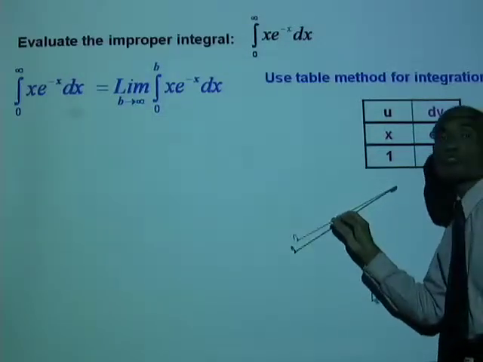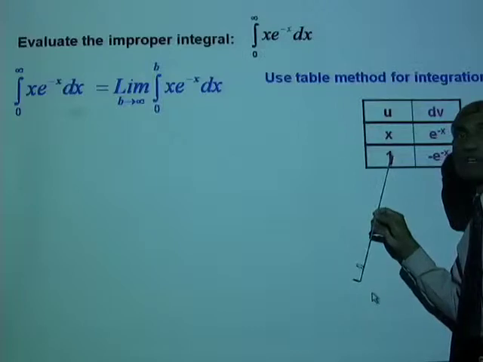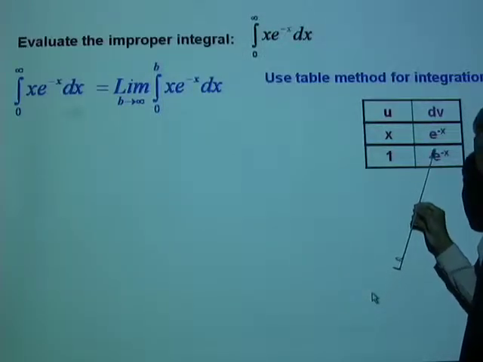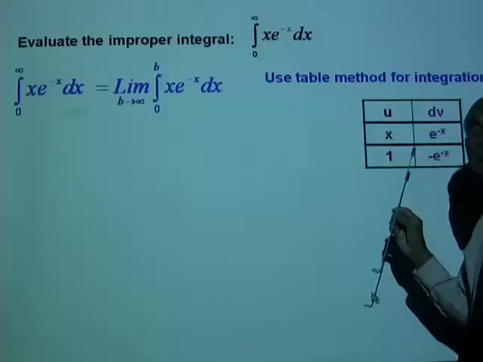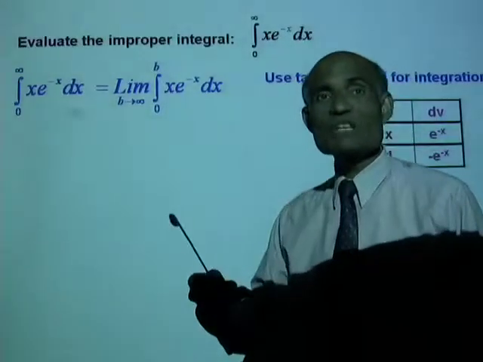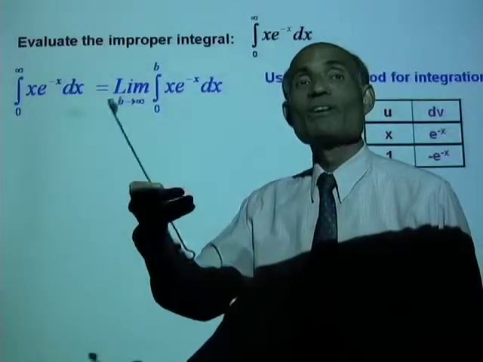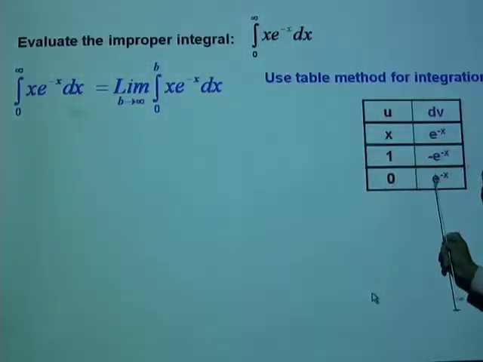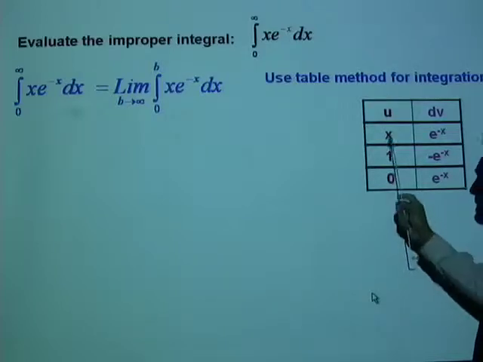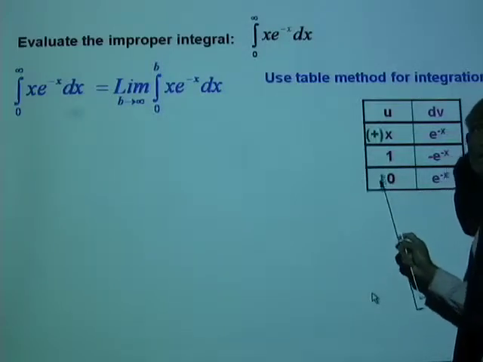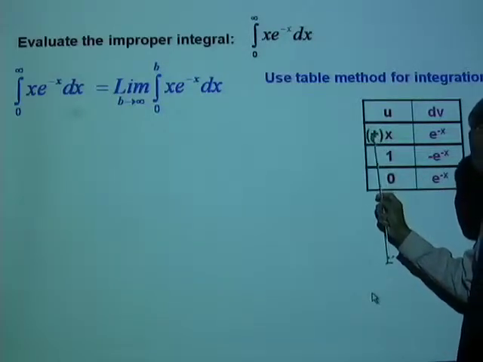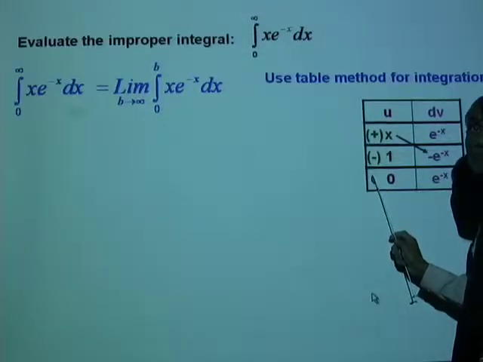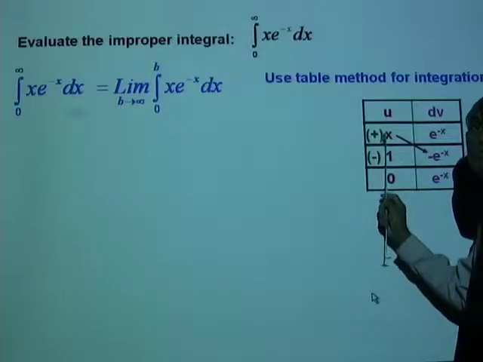Alright, what will be the next step? The derivative of 1 is 0, and the integral of negative e to the negative x is positive e to the negative x. So you have 0 and e to the negative x. Now we stop there and we can pick our answers by assigning these signs: positive, negative, positive. We don't need anything for the 0.